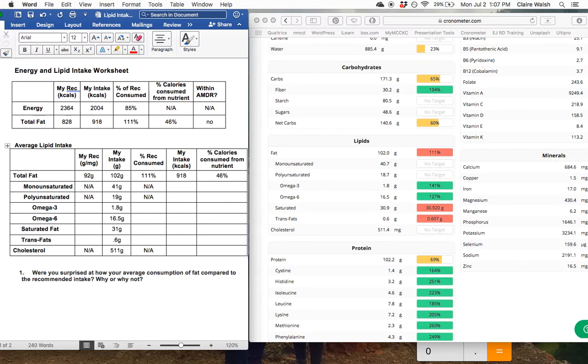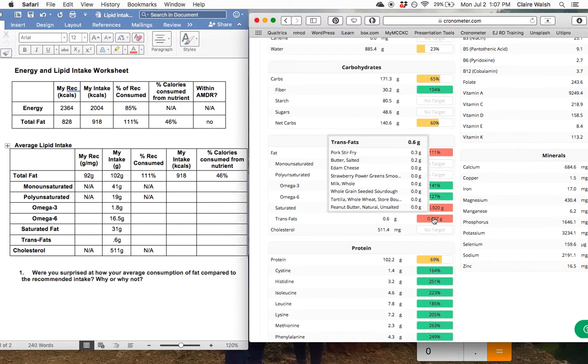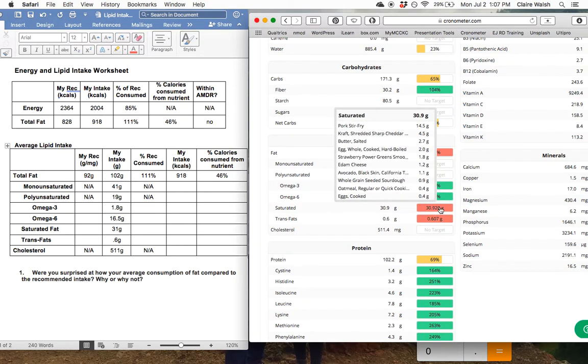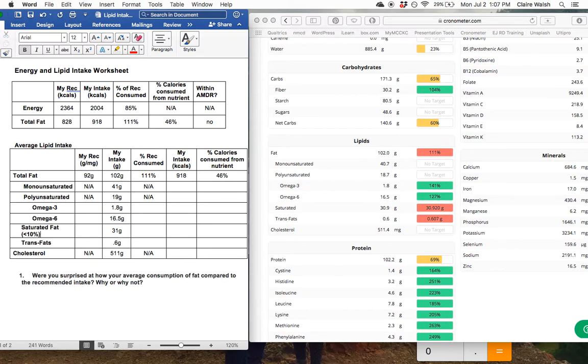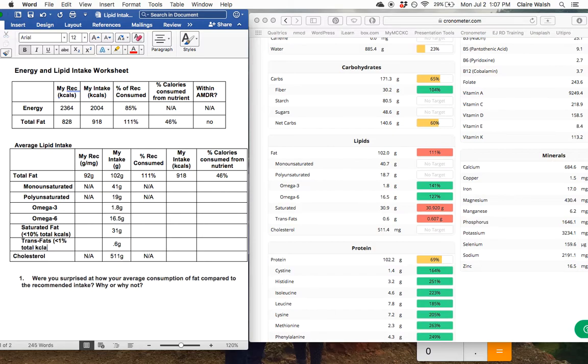Now I know that it says there's not really a target for saturated fat or trans fat as far as percentages go. So the target that you'll use for saturated fat is less than 10% of total calories. And for trans fats, you'll use less than 1% of total calories as your recommendation. So let's go ahead and figure out our recommended intake for omega-3 fats.